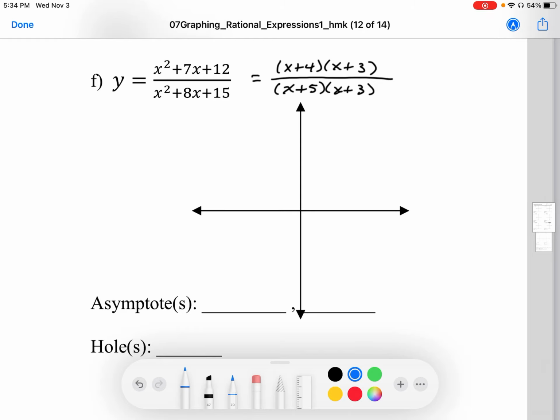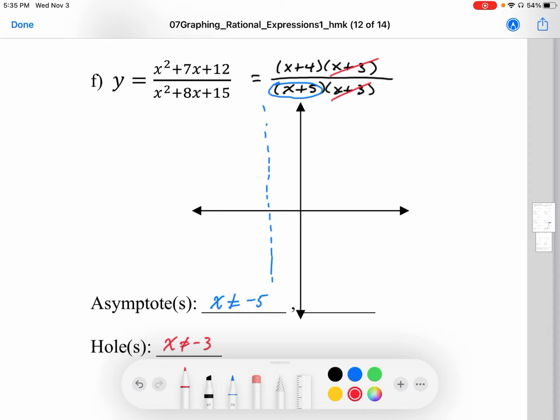Now, the asymptotes are going to be based on the factors that do not cancel. So that factor there, x plus 5, doesn't cancel. So my asymptote is going to end up at x is not equal to negative 5. I'm just going to draw in a vertical asymptote at negative 5. The hole happens where the factors cancel. So the x plus 3's cancel, so the hole occurs at x is not equal to negative 3. So we're going to end up with a hole at that point.